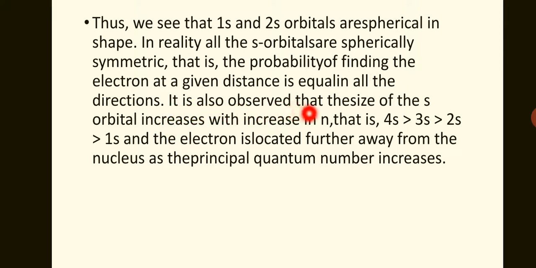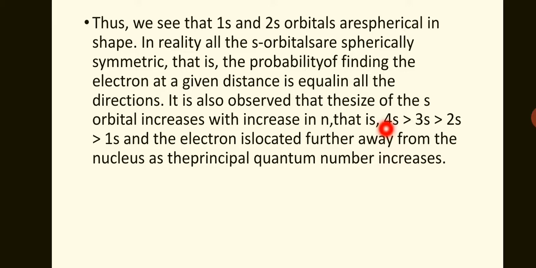It is also observed that the size of the s orbital increases with increase in the principal quantum number, that is, increase in the shell number. The probability of finding an electron in 4s is more than 3s, 3s is more than 2s, and similarly 2s is more than 1s, and the electron is located further away from the nucleus as the principal quantum number increases.